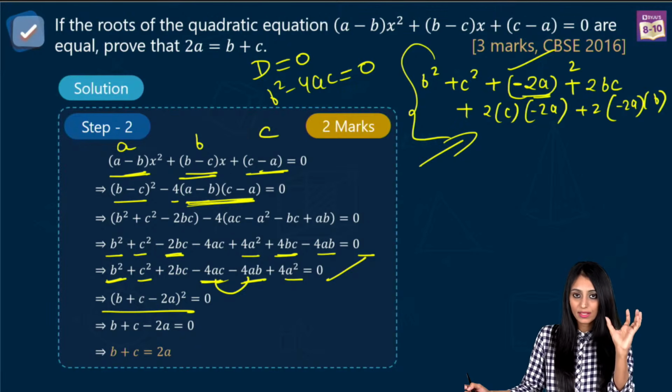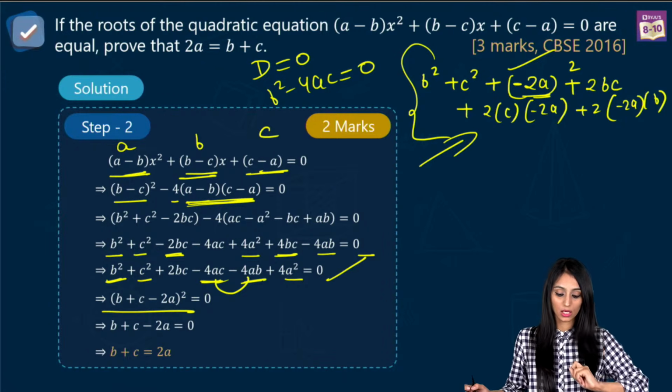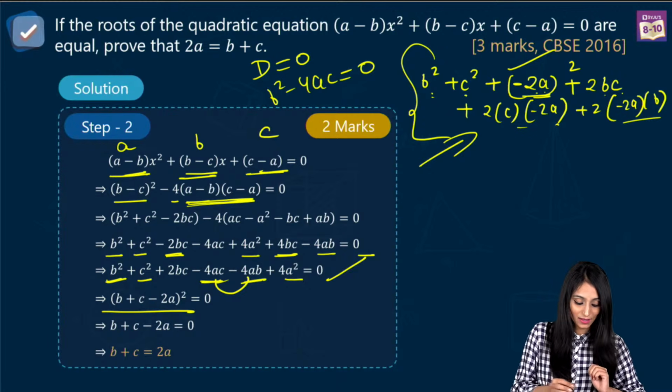So we have, what is the identity actually? That's a plus b plus c whole square, a square plus b square plus c square, plus 2ab plus 2bc plus 2ca. So plus 2ab, instead of a and b, we have bc. Plus 2bc, instead of b and c, we have c and minus 2a. Plus 2ca, we have this and this, right? And we come to this.